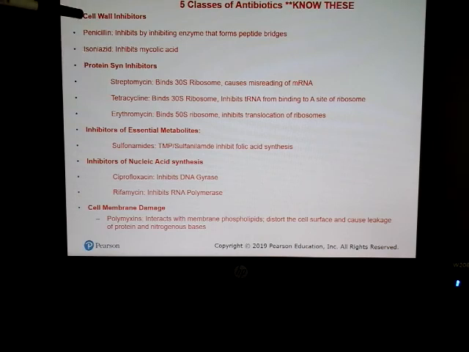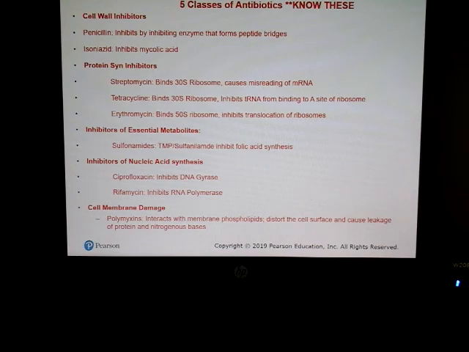So in the cell wall inhibitor category, we have penicillin, and that inhibits the cell wall by inhibiting the enzyme that forms peptide bridges, and that enzyme is called transpeptidase. Isoniazid will inhibit mycolic acid. Now, mycolic acid is found in tuberculosis, so we give that in combination with other antibiotics to treat tuberculosis.